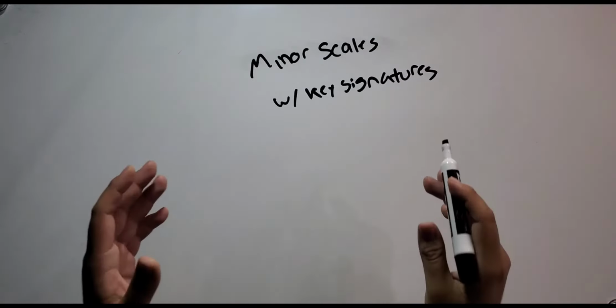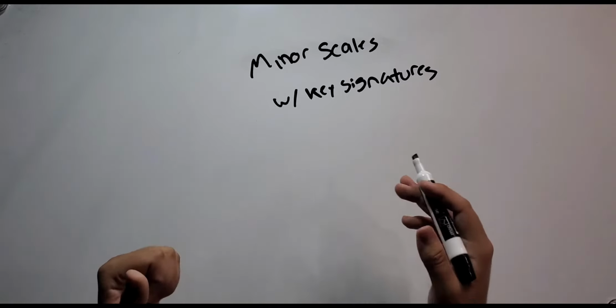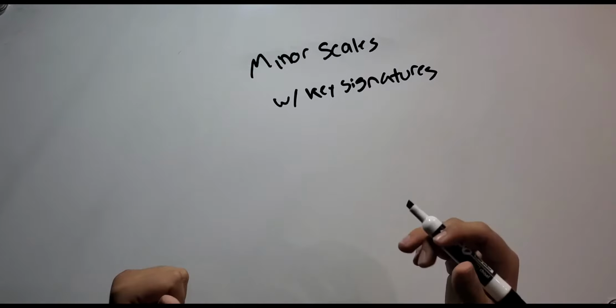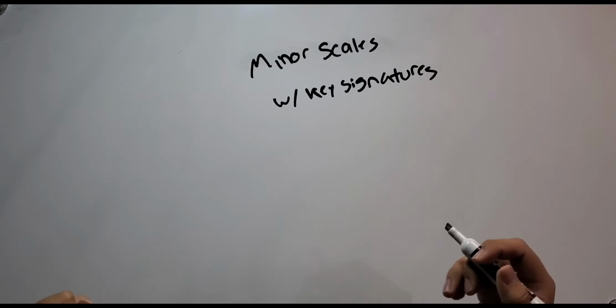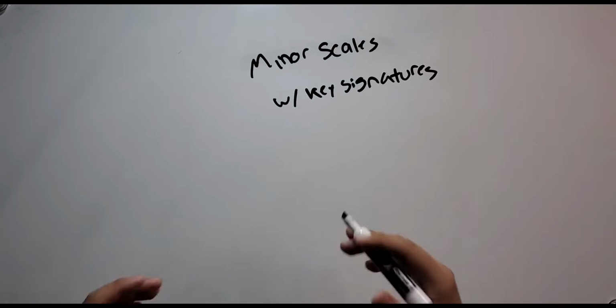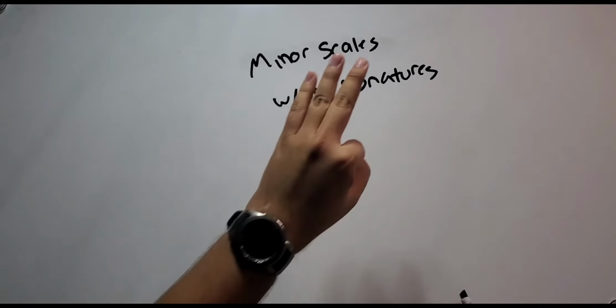Now, when we are to find the minor scale and we have to use a key signature, we have to use a term that's called relative, okay? So it could be relative major or relative minor, okay? And the way we find those is by moving 3 half steps.